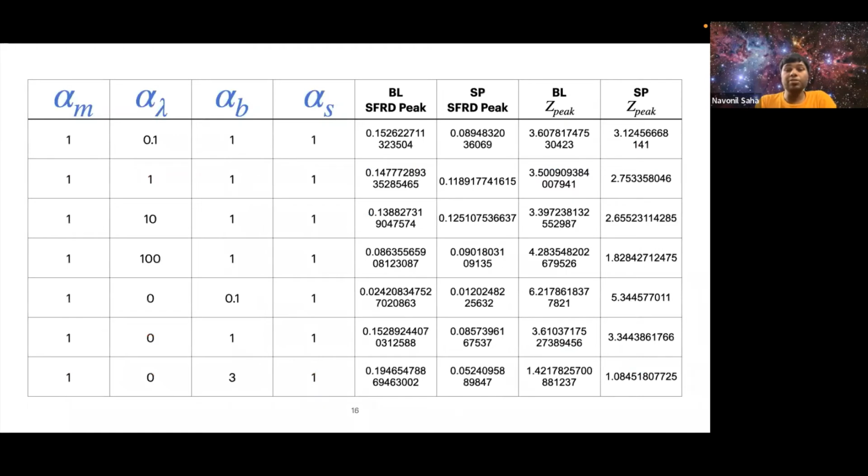Now in this table, I have given all the combinations that I have taken for all the models, including the standard cosmological case. As I said, we have taken the 4 parameters, that is alpha m, alpha lambda, alpha b, and alpha s. In the first 4 columns, I have varied alpha lambda, including the standard cosmological case, and in the next 3 columns I have shown the varying of alpha b. The BL SFRD peak, the SP SFRD peak, the BL redshift peak and the SP redshift peak have all been given in the table.